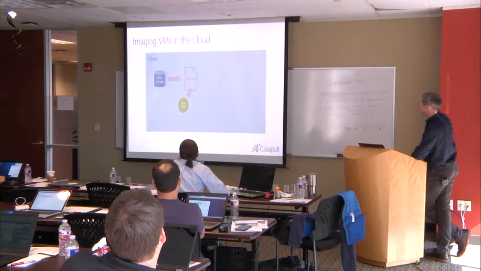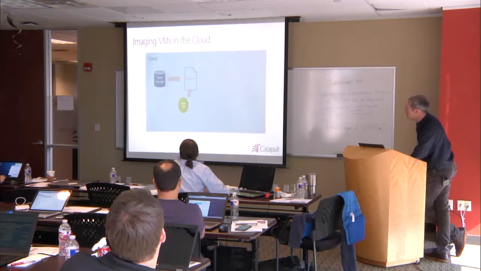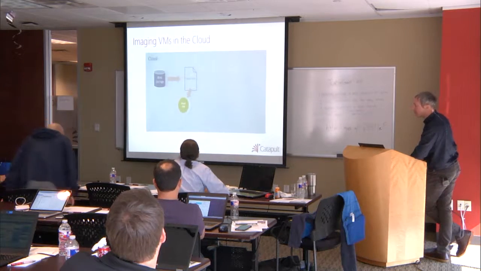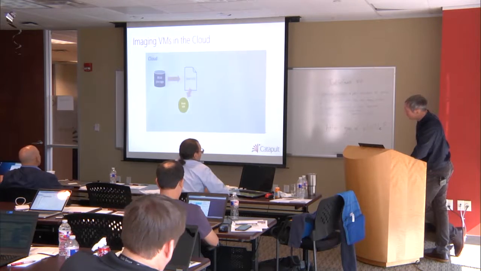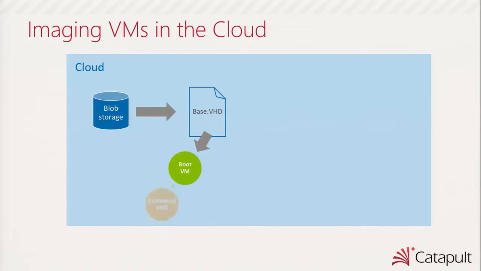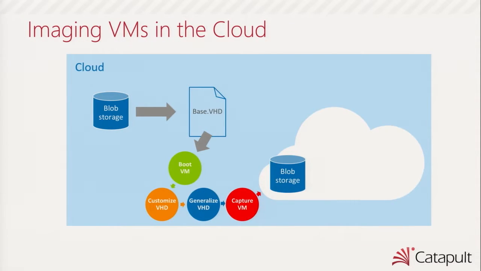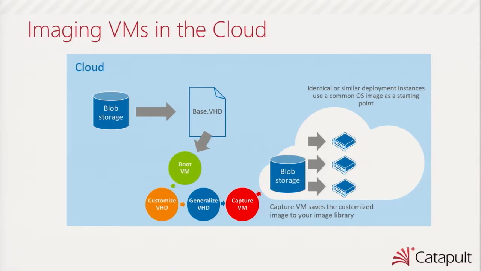My throat's hurting. Imaging VMs in the cloud. Same thing, right? If you're already running a VM in the cloud, the same principle applies. You're still using a base virtual hard disk file. You can customize it, install whatever program you want on there, generalize it using sysprep, shut the VM down. Then you've just got a file in the blob store, and from that file you can provision however many virtual machines you want from that one image. Right? It's really straightforward.